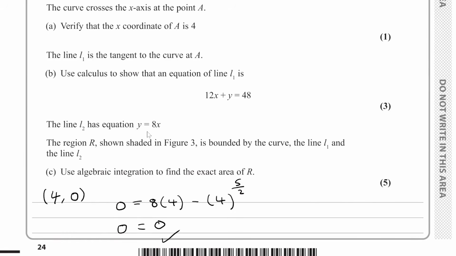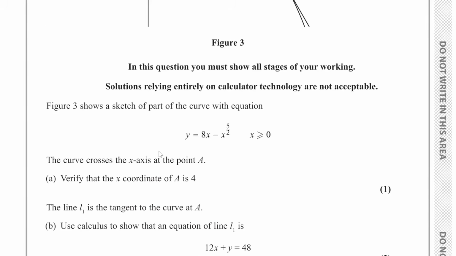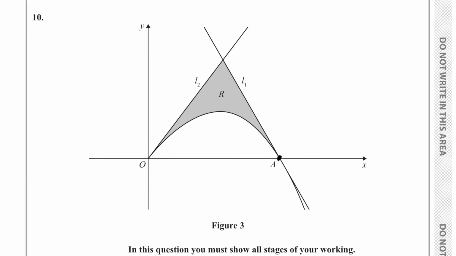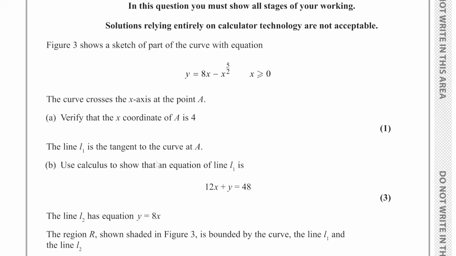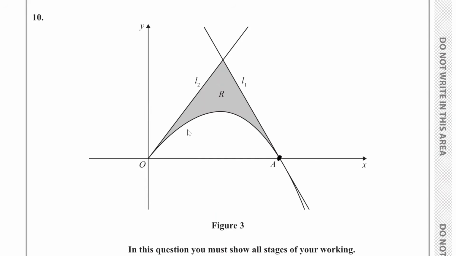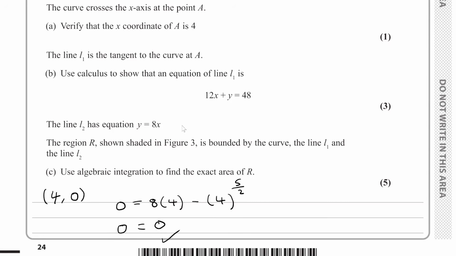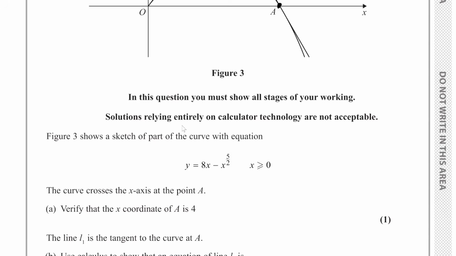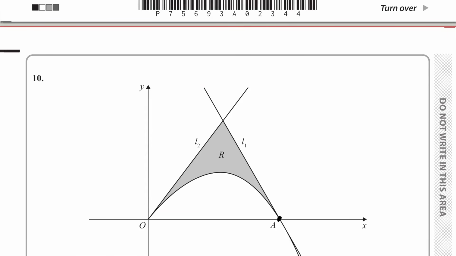L2 has the equation y equals 8x, and we've got a region R bounded by the curve and the two lines, and we need to know the area of R. Use algebraic integration to find the exact area of R. So we've got two straight lines, 12x plus y equals 48, and y equals 8x.